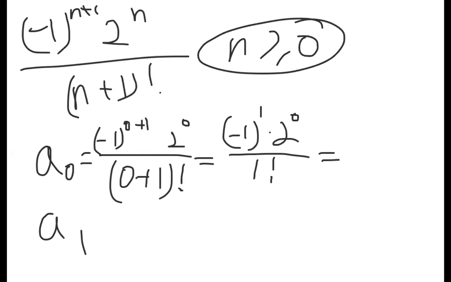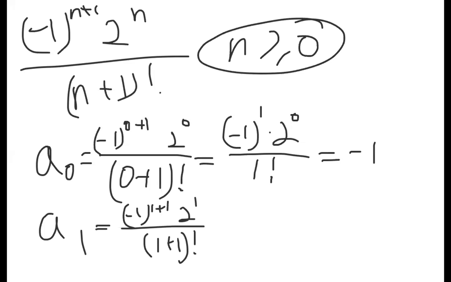Simplify each term. -1 to the first power is -1. 2 to the 0 power is 1. 1 factorial is also 1. So the result is -1. The next one is -1 to the 1 plus 1 power times 2 to the first power divided by 1 plus 1 factorial. Simplify this: -1 squared times 2 to the first power divided by 2 factorial. Simplify each term. You should have 1 as your result.